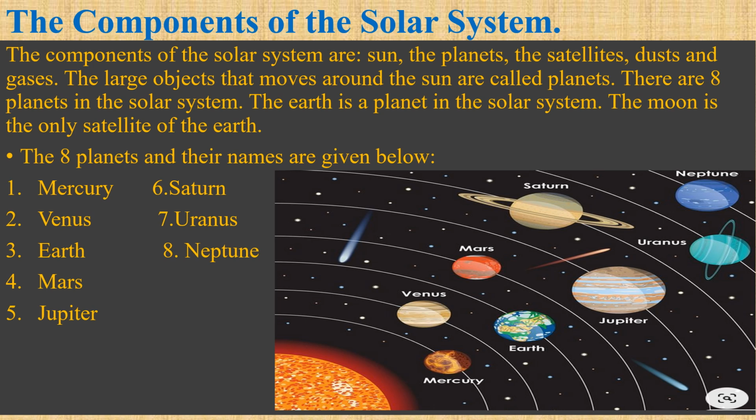1. Mercury. 2. Venus. 3. Earth. 4. Mars. 5. Jupiter. 6. Saturn. 7. Uranus. 8. Neptune. These are some really interesting planets.